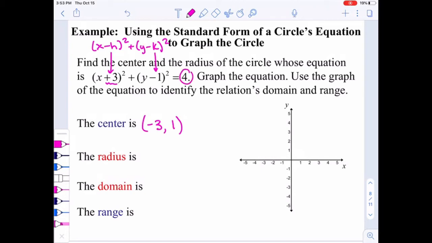And then I need to identify what number times itself would have given us 4, because if you remember with our equation, the radius would have been some number that was squared. So if we have a 4, that means we're really taking the square root of 4, which is going to give us 2. So we're going to plot the center of our circle at (-3, 1), and then we have a radius of 2. The easiest way to do this is to count out 2 to the right, 2 up, 2 to the left, and then 2 down. That's going to give you a general idea as to how to go about drawing out your circle. Do it the best that you can.